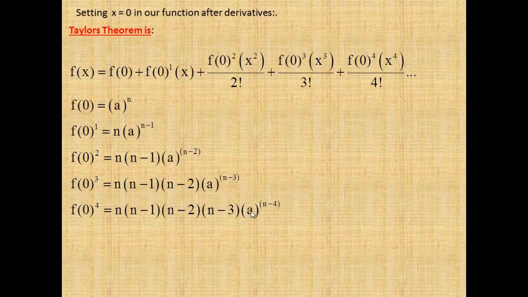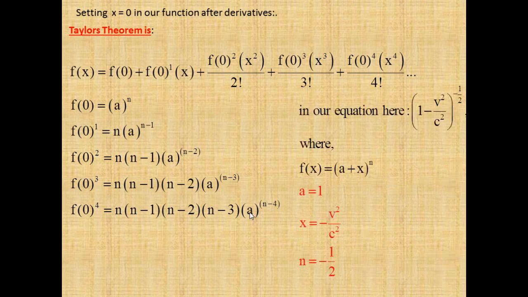Also in our equation, a is equal to 1. So 1 raised to any power is just 1. So our original equation is 1 minus v squared over c squared raised to the power of minus 1/2, where f of x equals a plus x raised to the power of n.